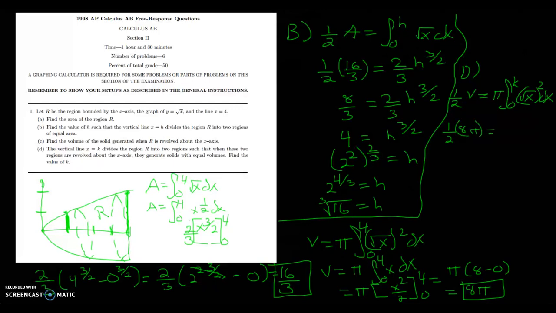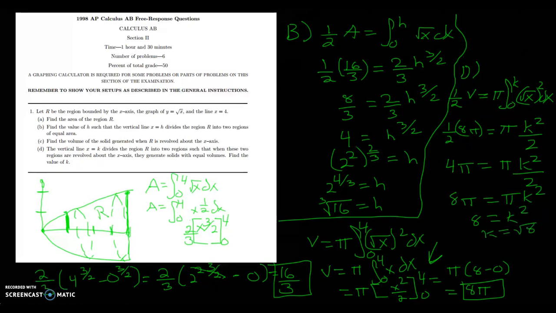The antiderivative of this is going to be pi. We've got to plug in k, so it's k squared over 2. So now I'm going to get 4 pi equals pi k squared over 2, multiplied by 2. So I get 8 pi equals pi k squared. Divide by pi, 8 equals k squared. So k equals the root of 8. But it is also a calculator question, so you could write 2.828. And I hope this video helps.